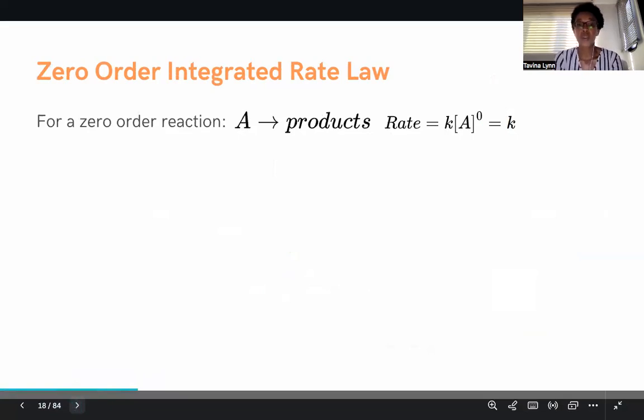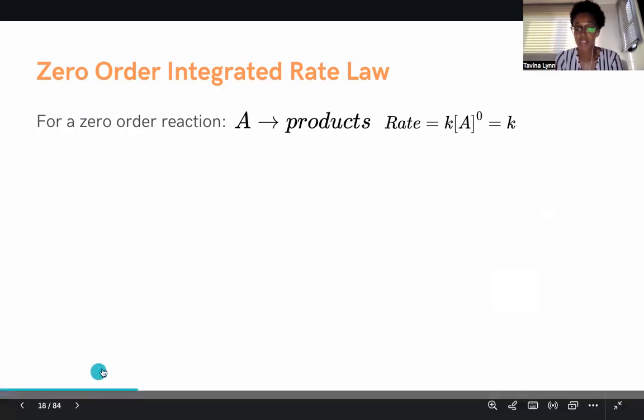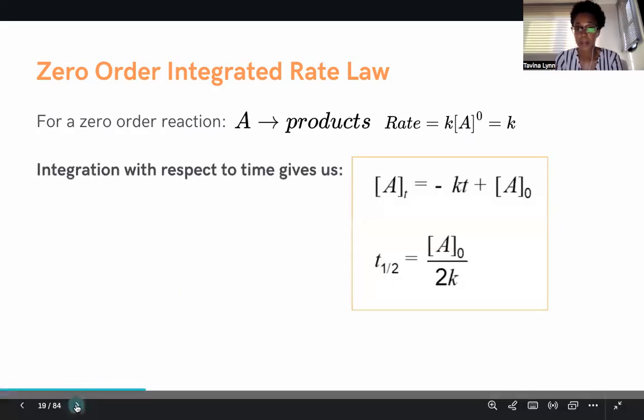So now a zero order integrated rate law of the same form, reactant A to products. Our rate law would be k times the concentration of A raised to the 0 power. That reduces to 1, so our rate is basically equal to the rate constant for a zero order reaction.